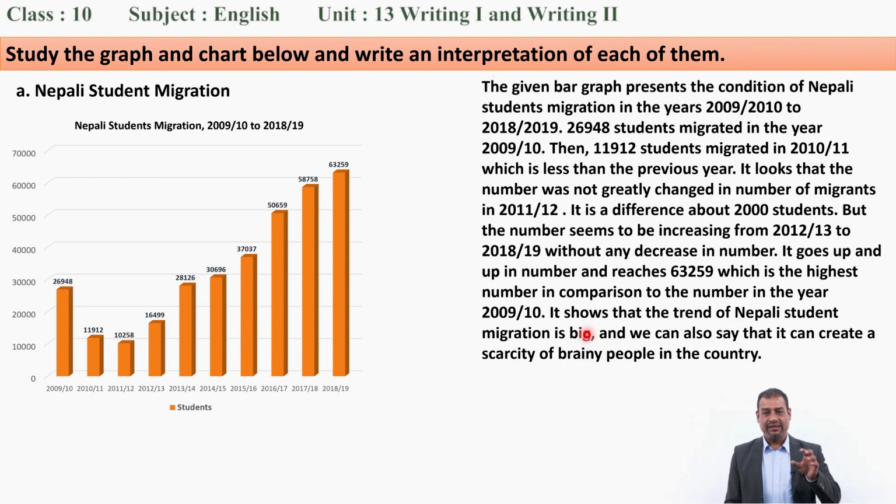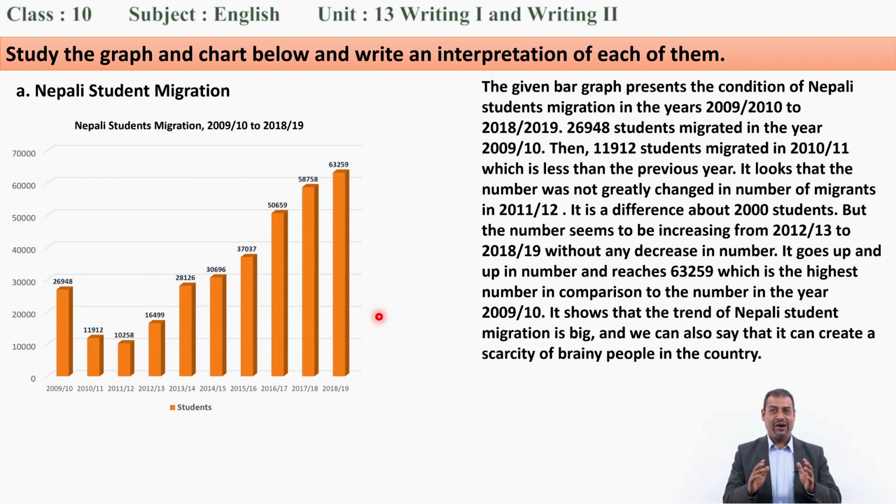Then you can find that it shows the trend of Nepali student migration is big, and we can also say that it can create a scarcity of brainy people in the country. So this is how. Here this is just an example, so you can compare between these bars also. This is the task I want to give you to do in your free time at home. I just want to share with you how we have to interpret and describe the graphic text. So are you getting me?